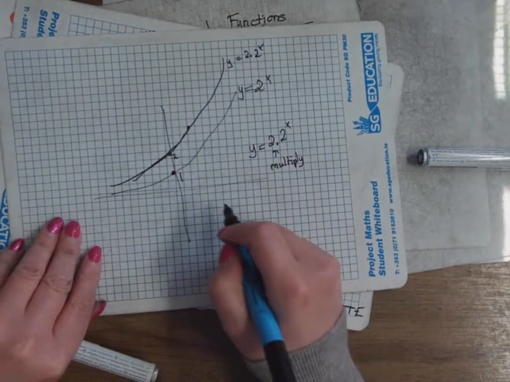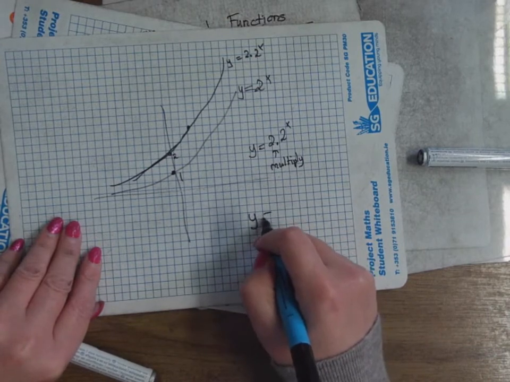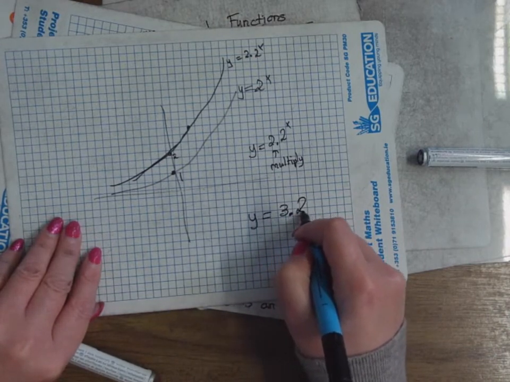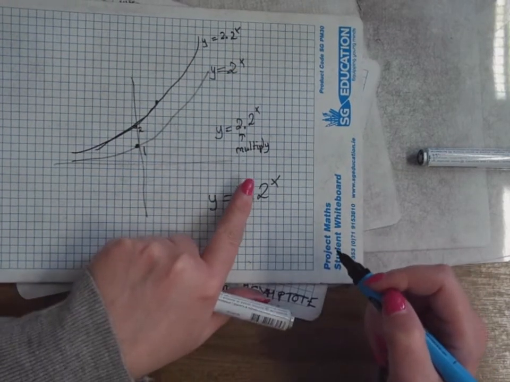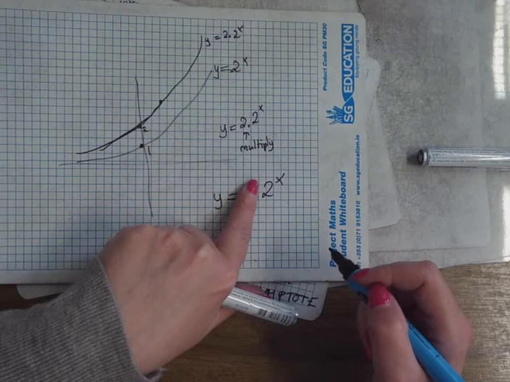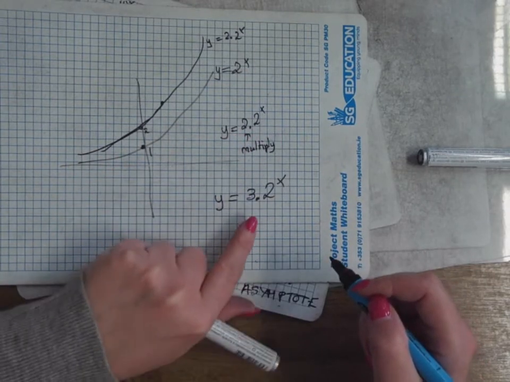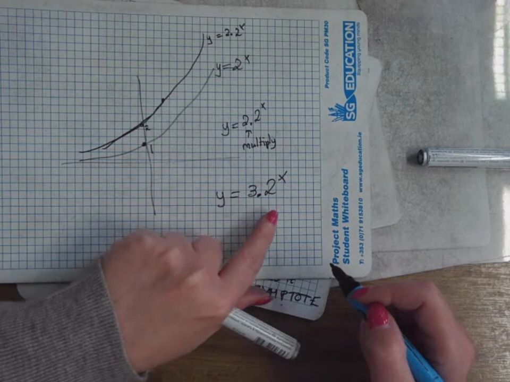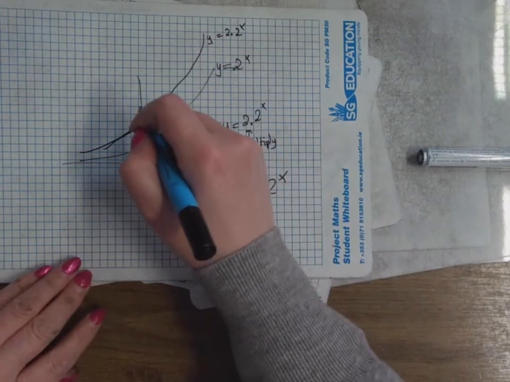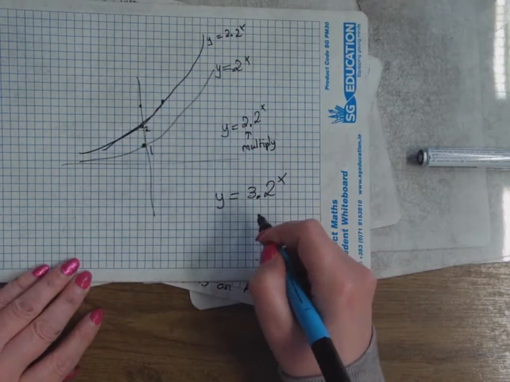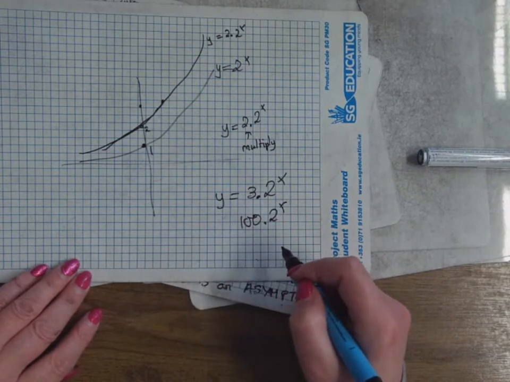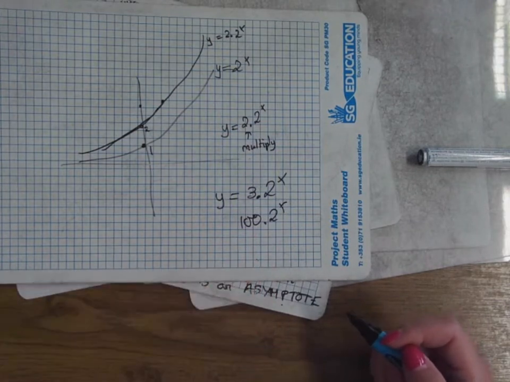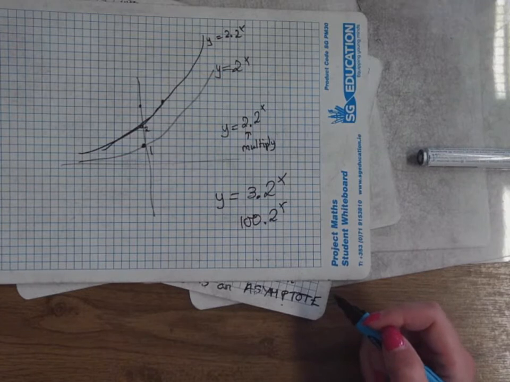Right, okay. What about if I was to draw y equals 3 multiplied by 2 to the power of x? Where would that cross the y-axis? If it was just 2 to the power of x, it would cross at 1, wouldn't it? If it was 2 by 2 to the power of x, it would cross at 2. If it was 3 multiplied by 2 to the power of x, it would cross at 3. If it was 100 times 2 to the power of x, where would it cross? At 100, okay? So they all cross at 1 unless it's multiplied by something, and then it'll cross at whatever it's multiplied by. Got it? Right, okay.